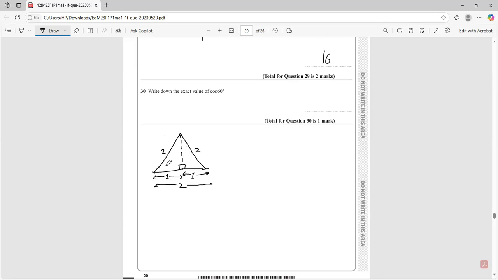Now, if this side is 2, and here is 1, and here is 1, and here is 2, let us work out what this side will be using Pythagoras theorem. So let's call here 8. Pythagoras theorem tells us that 2 squared, you can use any of the right angle triangle.